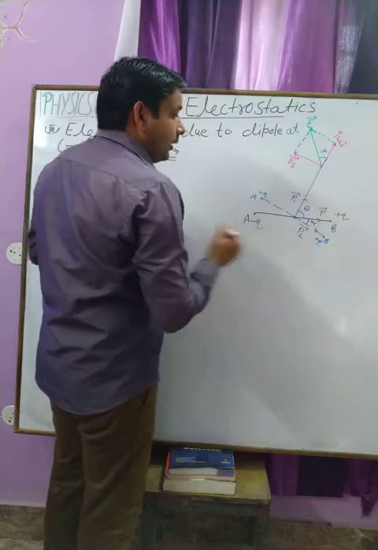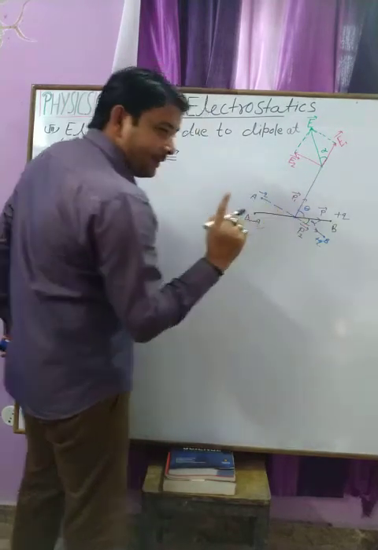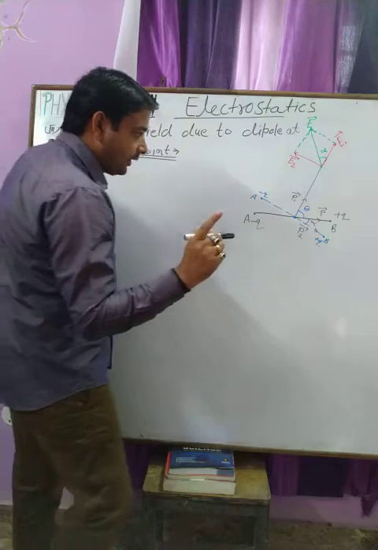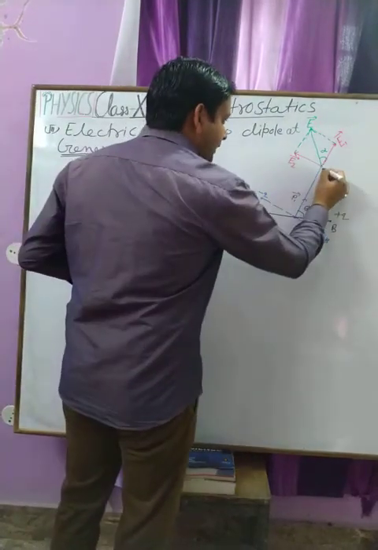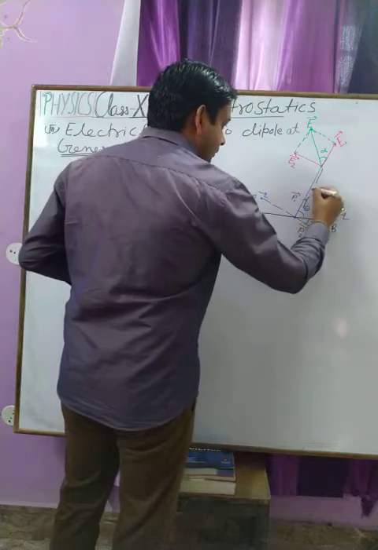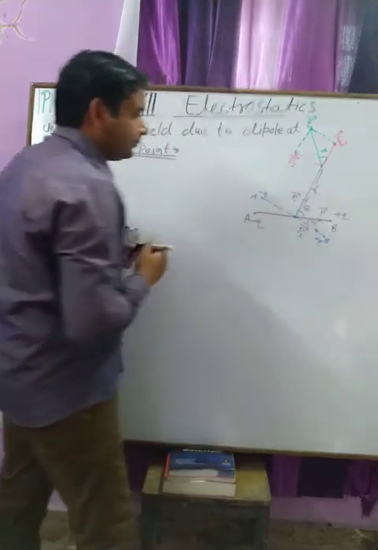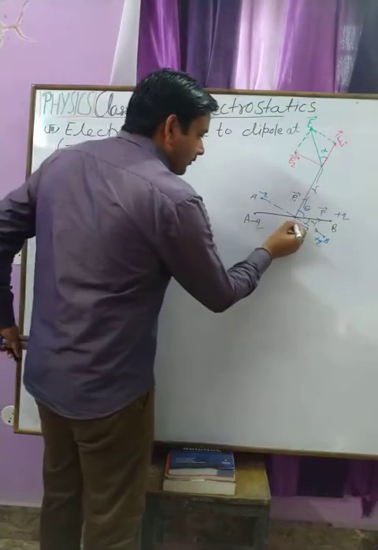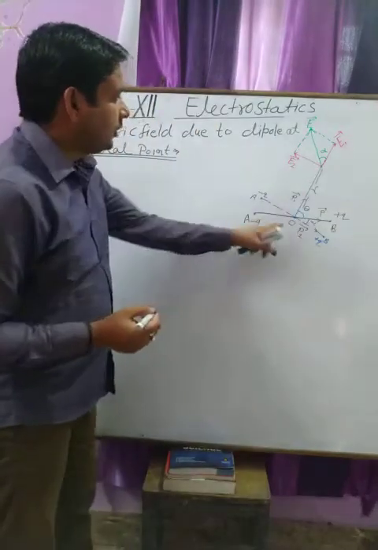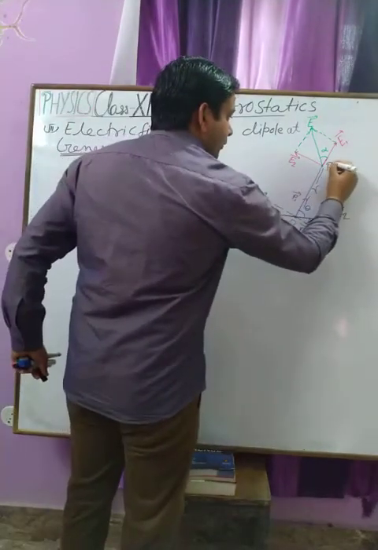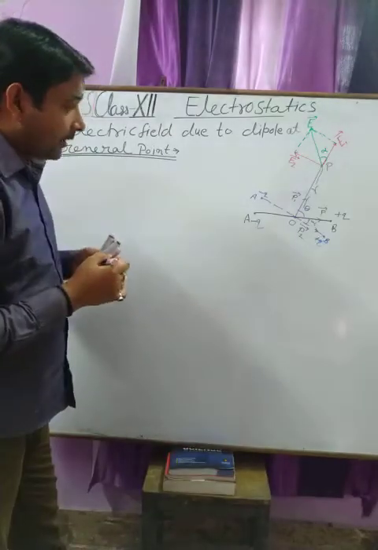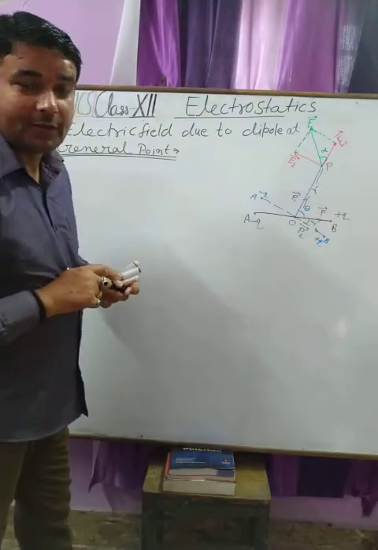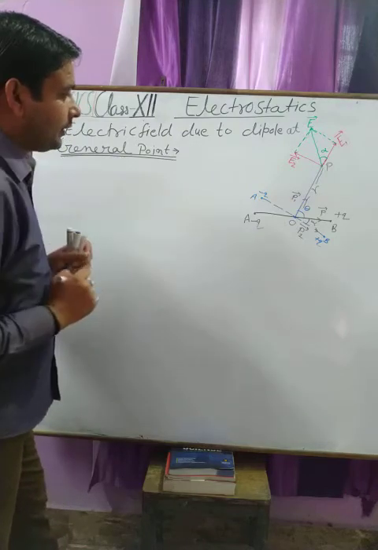And the point where we need to calculate or determine the value of the electric field is r meter distance from the center of the dipole O. So the point OP is r meter distance, where we need to determine the value of the electric field due to the dipole.